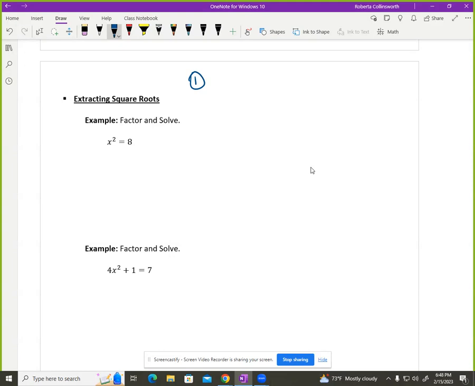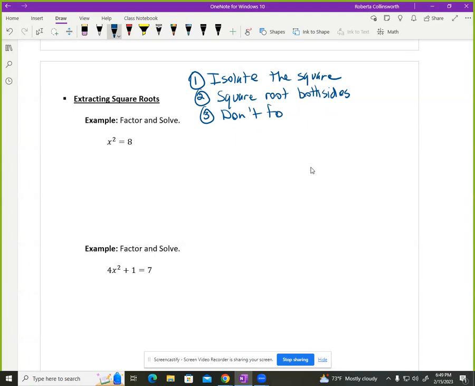root. So the first thing you have to do when you extract the square root is to isolate the square. And the second thing is to take the square root of both sides. And the third thing is don't forget plus and minus.